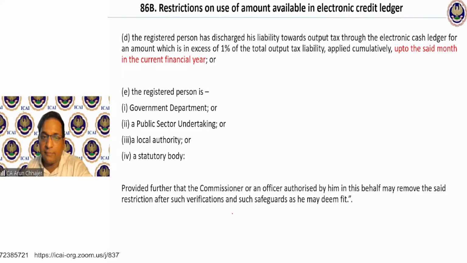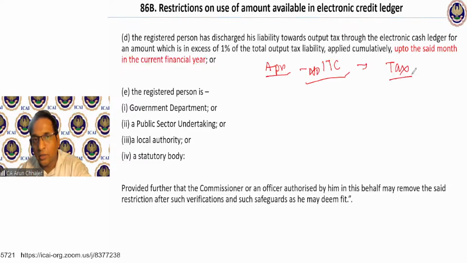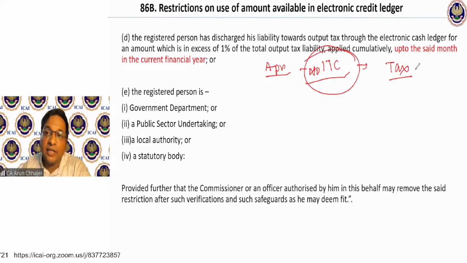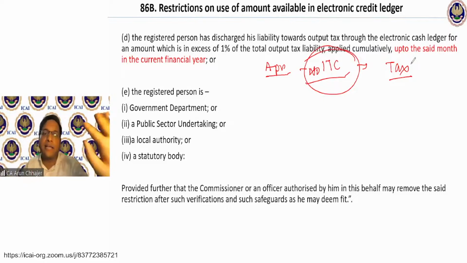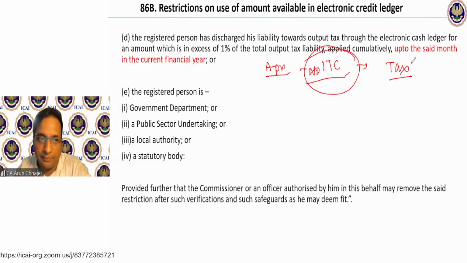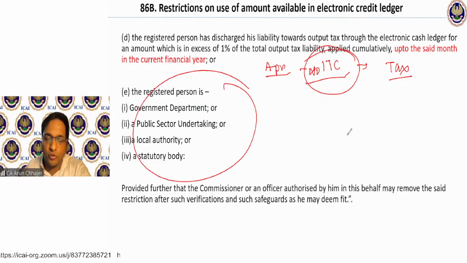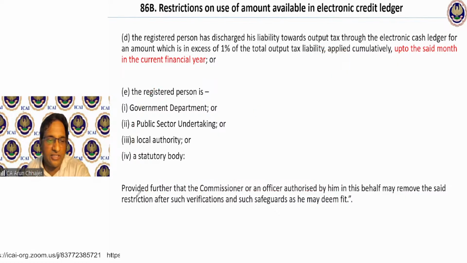So, for example, in my month of April, there is no ITC, but whatever tax liability I have, I have to pay in cash. My sale is below 50 lakh. Still, I have to pay in cash because I do not have any ITC. Because I have already paid more than 1% cumulatively, this 86B restriction will not be applicable. If I am a government department, PSU, local authority, statutory body, it is not applicable. And the commissioner can remove this restriction after such verification as they deem fit.